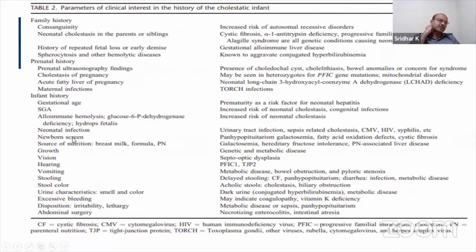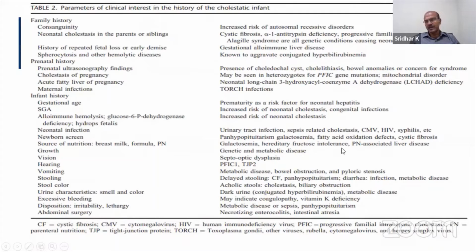I told you that we should review the result of the newborn screen because we can pick up galactosemia, panhypopituitarism, fatty acid oxidation defects, and cystic fibrosis, also hypothyroidism. And the nutrition source, if it is breastfeeding babies, galactosemia has to be considered. Formula fed the same way, any lactose containing milk. And if there has been fruit juices introduced, you should consider hereditary fructose intolerance.